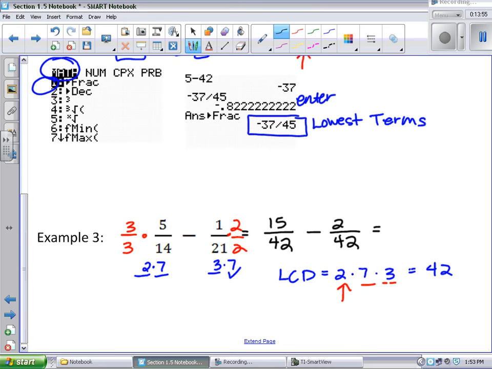When I subtract, 15 minus 2 is 13. Keep the common denominator 42. And I know those two can't be reduced, so I'm done at this point.